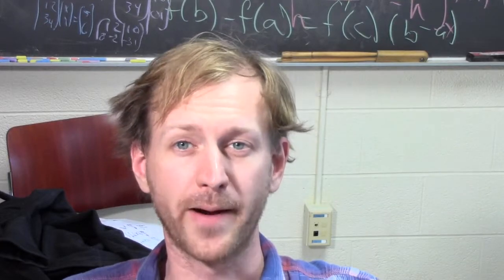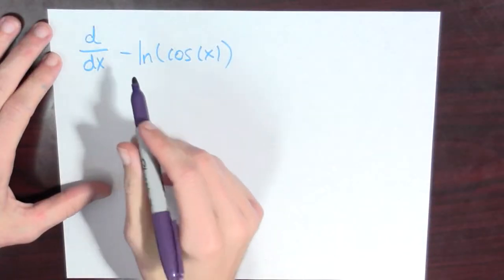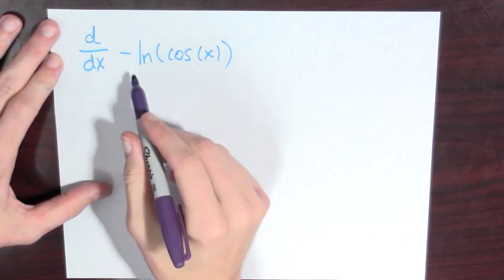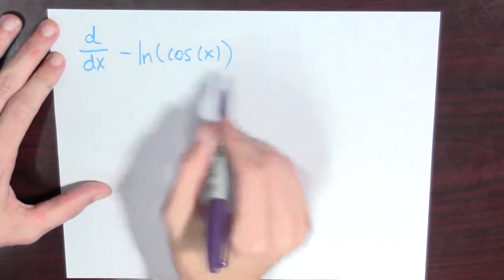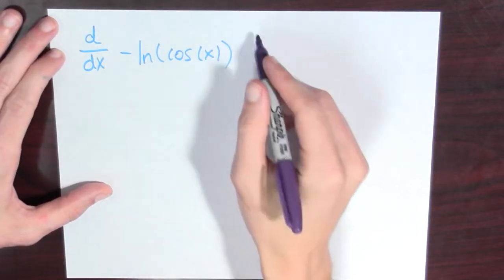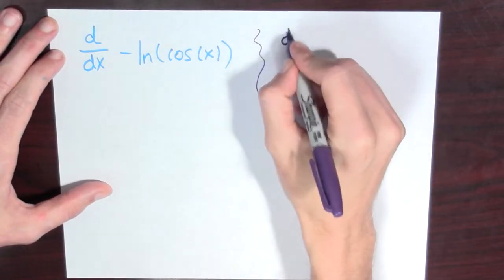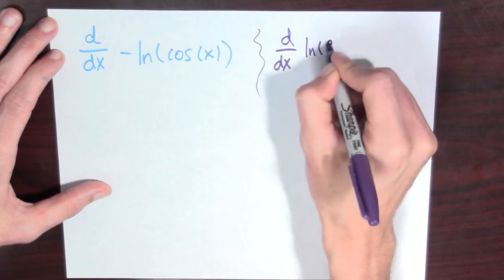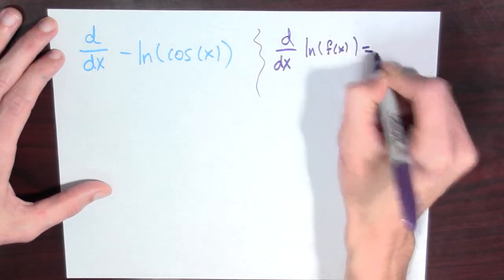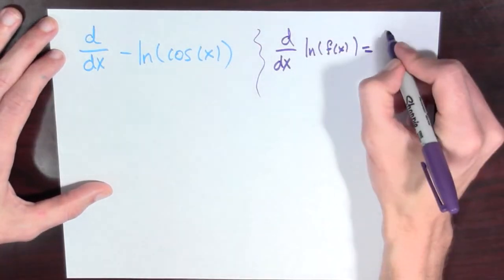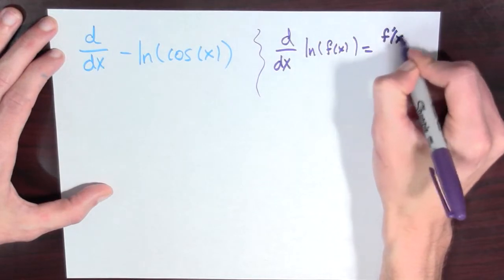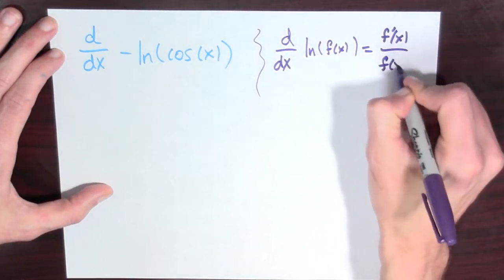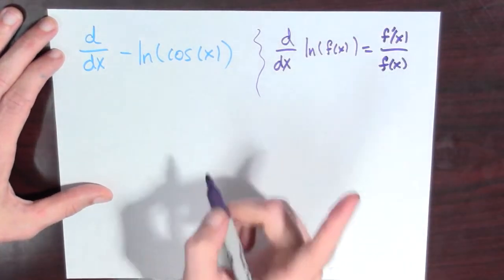Let's do one more. So now we want to take the derivative with respect to x of negative natural log of cosine of x. Now remember, if you have the derivative with respect to x of natural log of f of x, this is, by the chain rule, always equal to f prime of x over f of x.